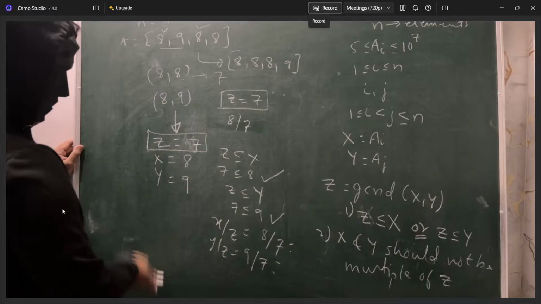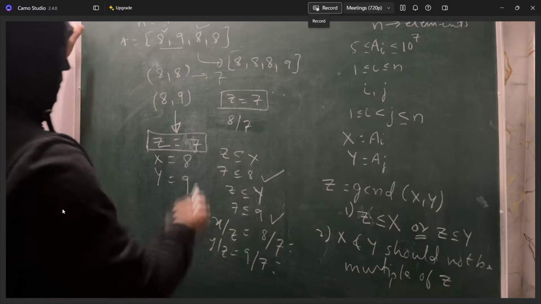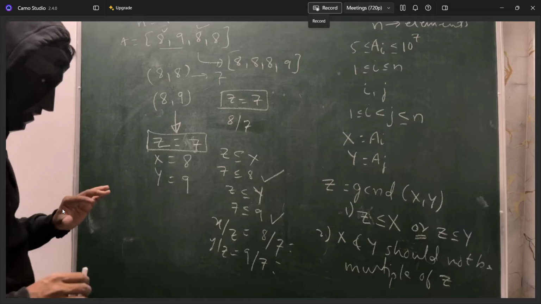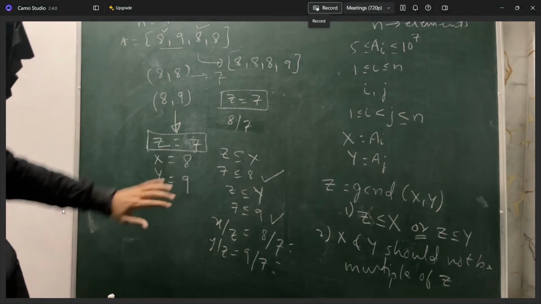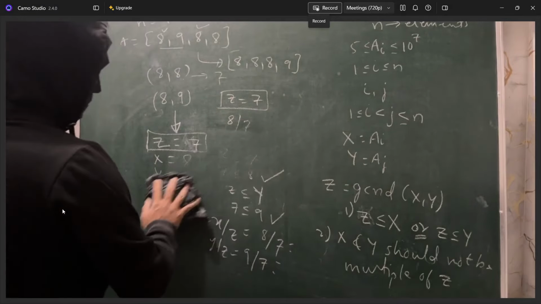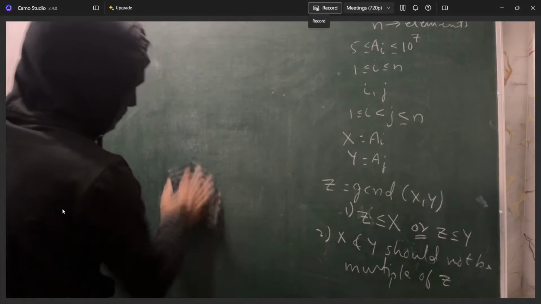And if you try to take 6, this will also be good, but you want maximum z, right? So for this pair also z is 7, for this pair also z is 7. So your answer for this case is 7 only. Now, this is a brute force way I was doing, where I was taking all the pairs.